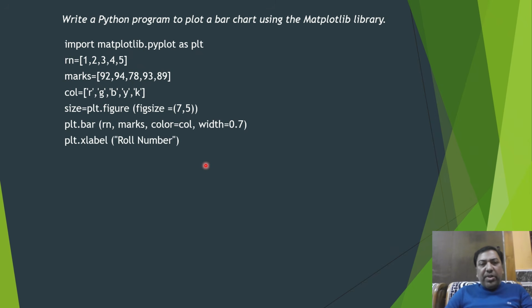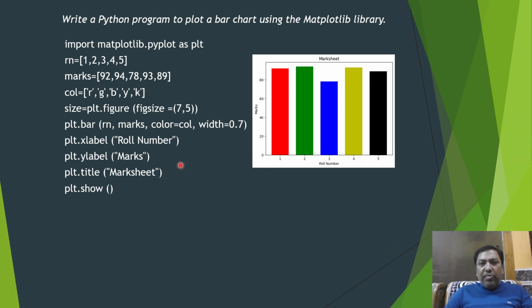Now next is plt.xlabel. What message you want to display on the x-axis, we can set by this function xlabel. Like I want to set roll number on xlabel, marks on ylabel, and the title of the chart I want to give mark sheet. At last we will write plt.show. When you run this program, you will get this type of output.